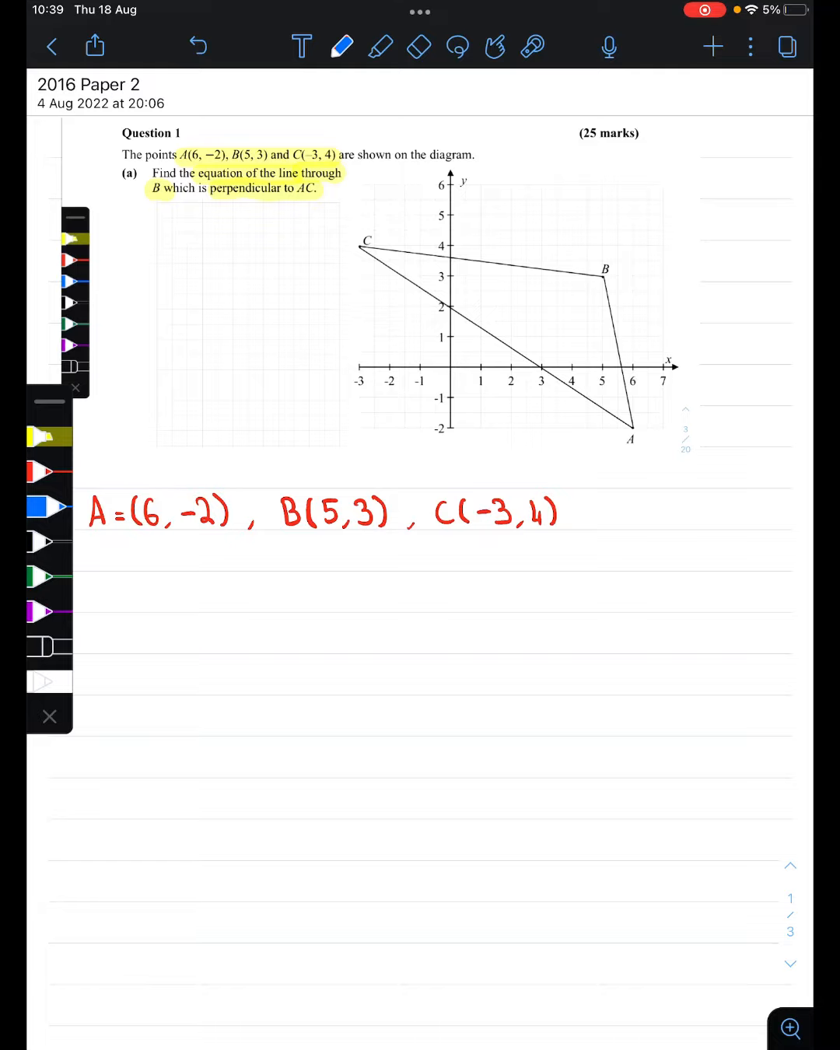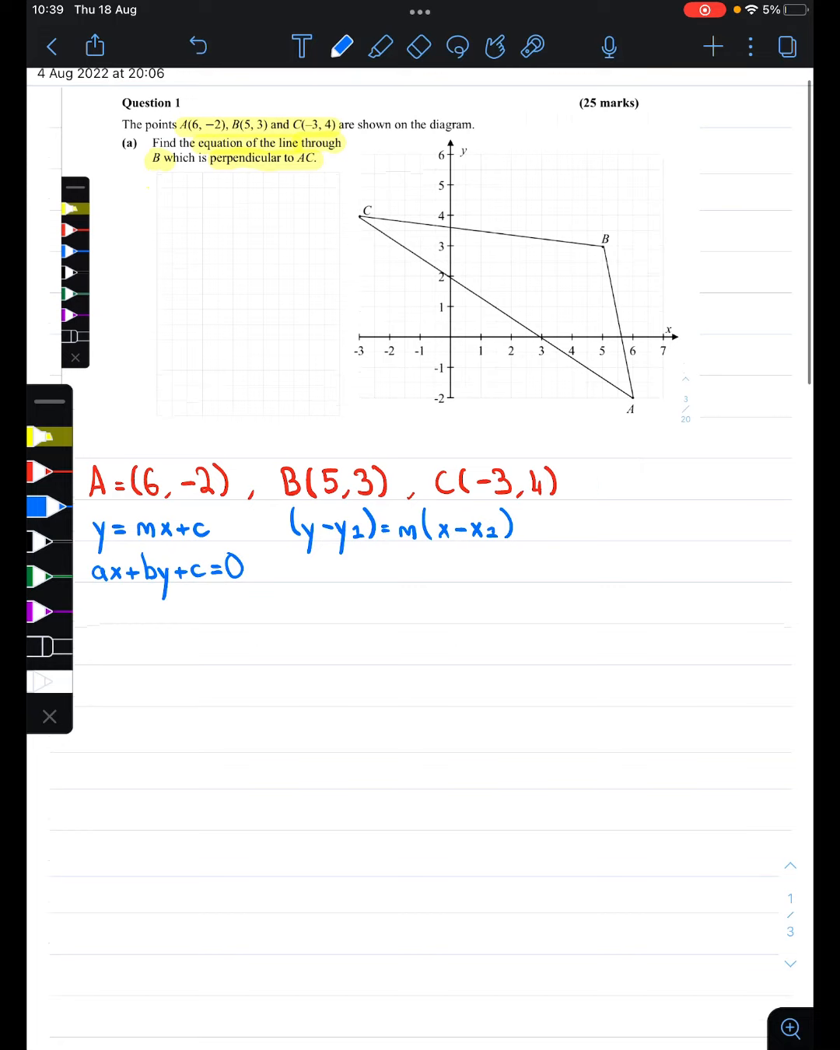Straight away, for the equation of the line, we're going to be looking at y equals mx plus c, or ax plus by plus c equals 0. And then the formula to get the equation of the line, we'll include that as well: y minus y1 equals m times (x minus x1).